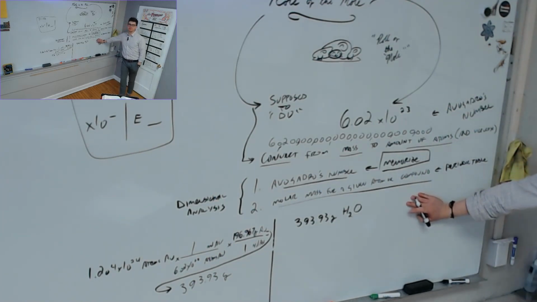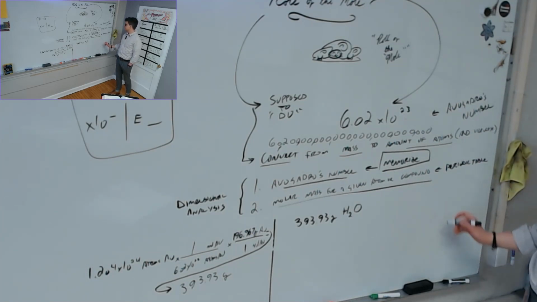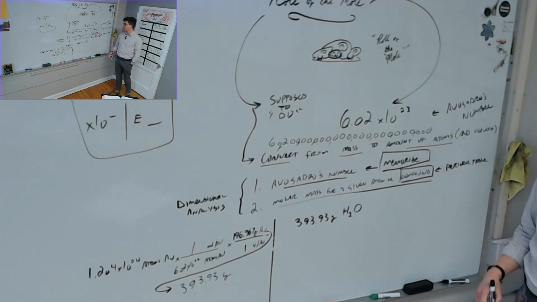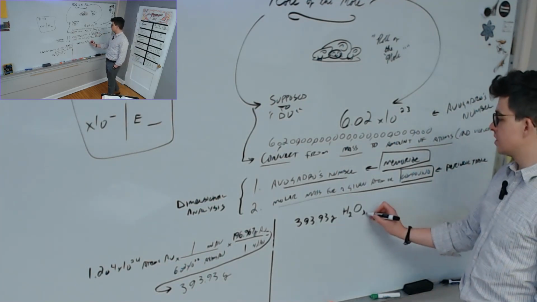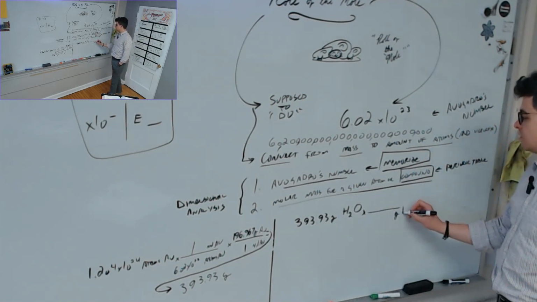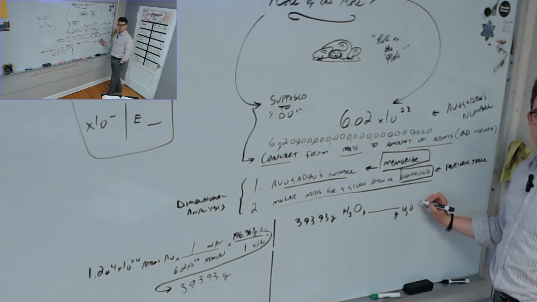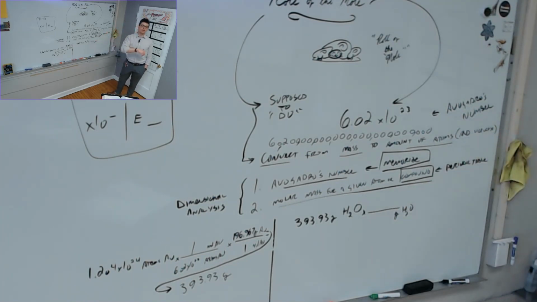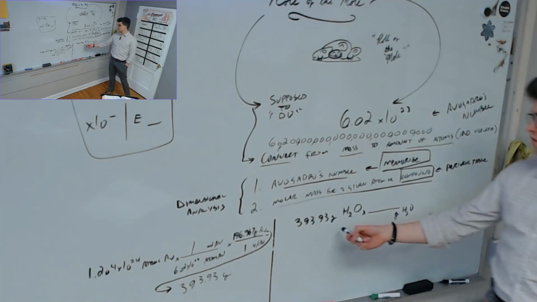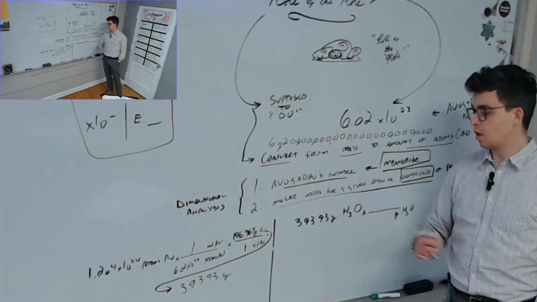What's the problem? H2O. Why? Because it's two different elements. Because it's a compound, not an atom. So we're going to do it the same way, though. We're going to go from grams of H2O to what? Sorry, I forgot to tell you the actual problem. The problem is we want to find how many molecules of water that is.